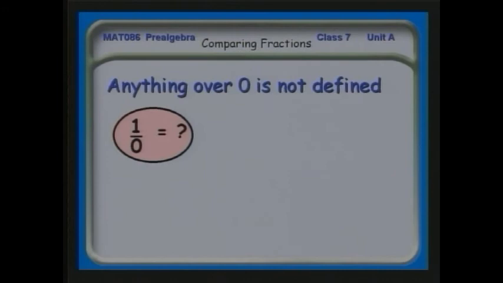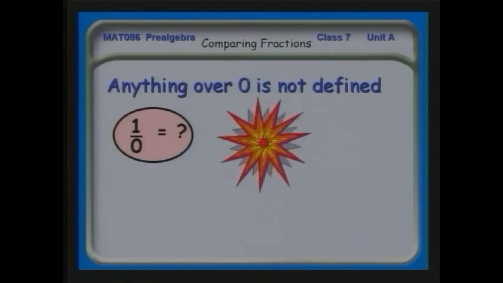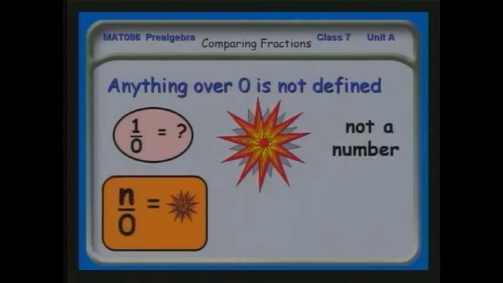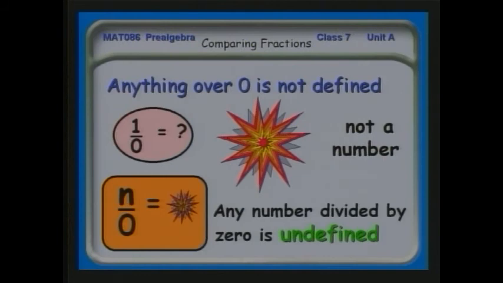I need to be pretty careful here, because if I have 1 over 0 or any number over 0, it's not defined. It's not a number. We don't even talk about it. We sweep it under the rug. We just say, you can't do that with the math we're dealing with.